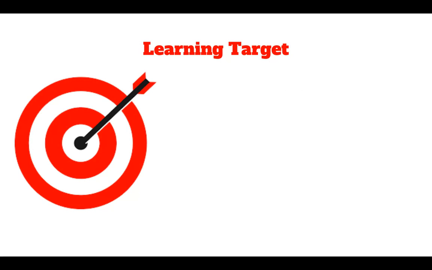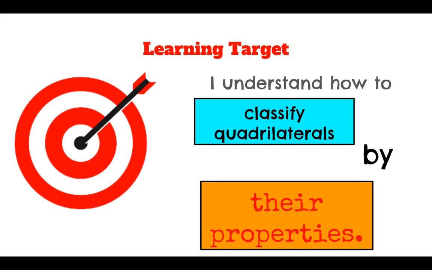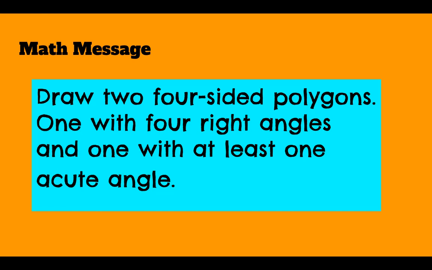So our learning target today is this. I understand how to classify quadrilaterals. Now quad, you see the prefix quad there means four, so shapes with four sides, by their properties. Okay, so we're going to talk about that today.